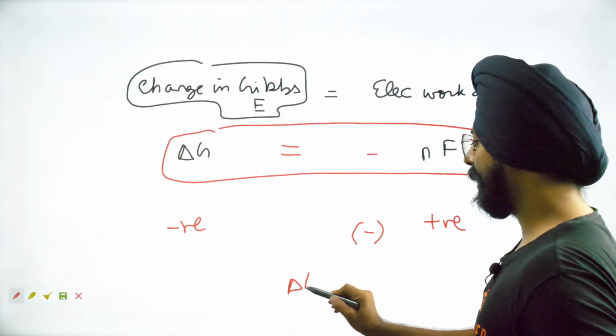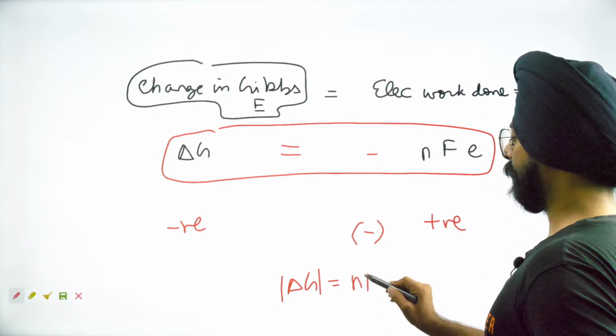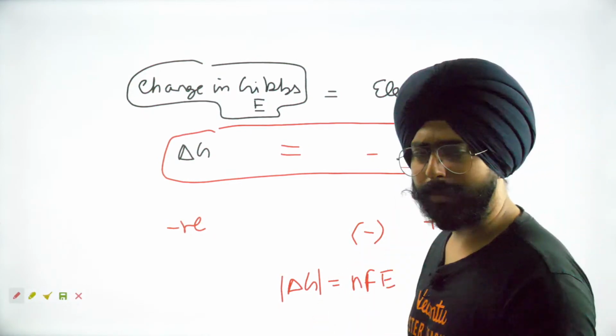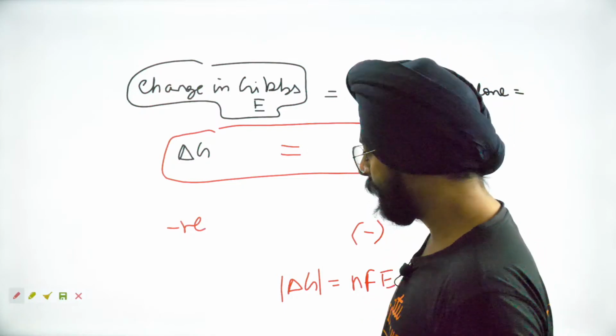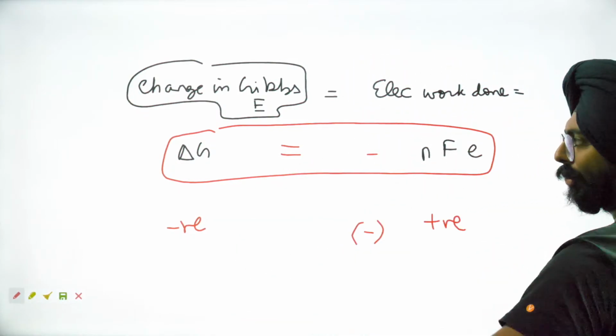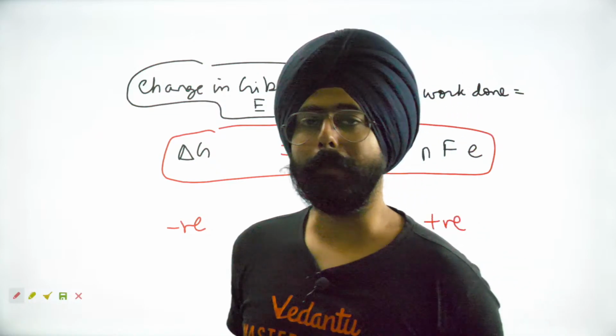Better still, I should say delta G is equal to NFE. But since I want the mathematics to be a little more precise, this is what I write. Delta G is equal to minus NFE.